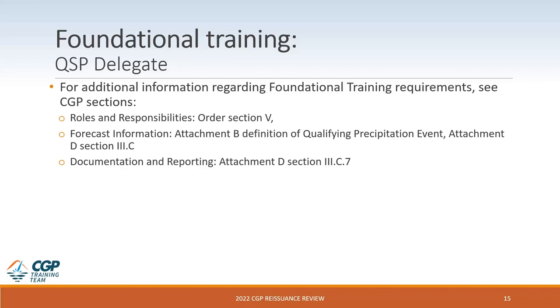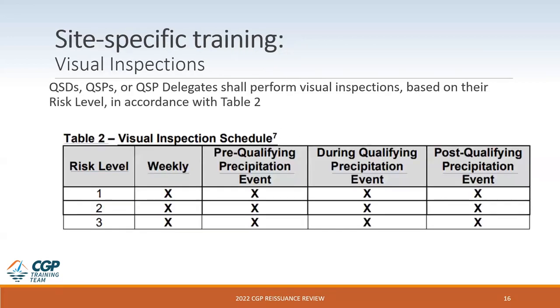And again, this foundational training is only required to be completed by a delegate one time. If they have documentation of that training, they would not need to do it as they move from site to site. That's different, obviously, with the site-specific training. Site-specific training is something that a QSP delegate would have to do before performing work at any new job site that they are working at. One of the things that they'll have to understand is the visual inspections and how often they're required and who can and cannot perform those visual inspections.